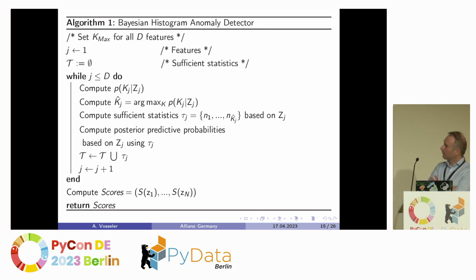And now a quick summary of the algorithm of the BHAD. Over all features, uppercase D, we compute the posterior mass function of the number of bins per feature, and then compute the maximum a posteriori estimate. Based on that, compute the sufficient statistics, which are simple counts. Compute the posterior predictive probabilities based on that, do that for all features, and then finally compute the score. So it's very simple to compute.